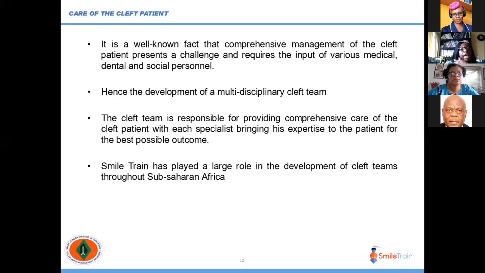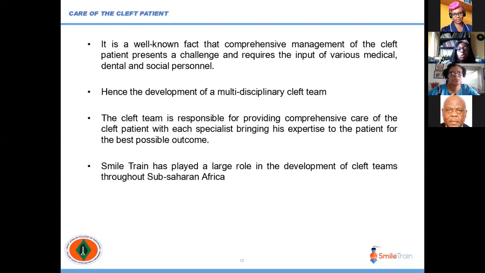Now, in terms of care of the cleft patient, it's a well-known fact that comprehensive management of the cleft patient is the best way to go. And as a result, there has been the development of the multidisciplinary cleft team since the 1940s. The cleft team is responsible for providing comprehensive care of the cleft patient, with each specialist bringing his expertise to the patient for the best possible outcome.